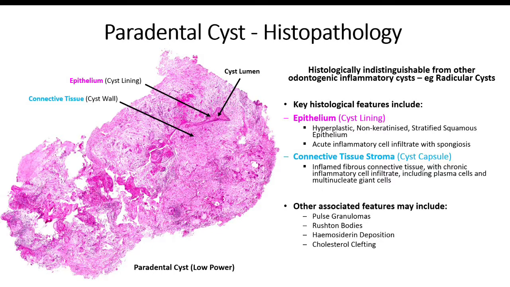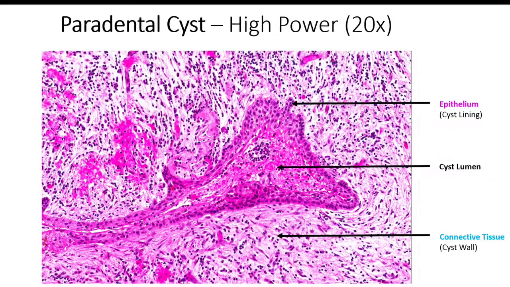The connective tissue stroma, which forms the surrounding cyst capsule, is an inflamed fibrous or fibrovascular connective tissue with chronic inflammatory cells like plasma cells or multinucleate giant cells. There are also other associated features which we saw on our biopsies, which can also present, like pulse granulomas, Rushton bodies, or particularly for radicular cysts, things like hemosiderin deposition or cholesterol clefting. Again, all of these features are signs of an inflammatory process.